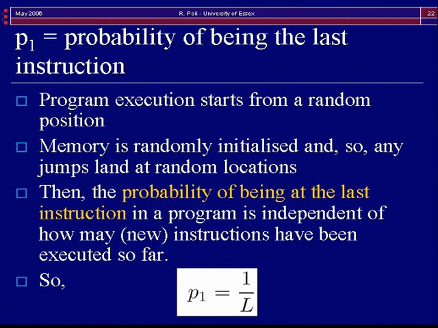So it's kind of easy to see that the probability of an instruction being the last is essentially independent of how many instructions have been executed before, because what we're talking about here is that there is one last instruction in a program out of L possible instructions for a program length L. So the probability that during the execution we meet that final instruction is 1 over L.